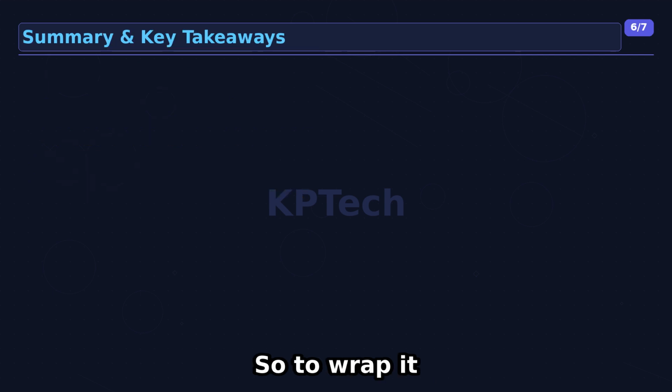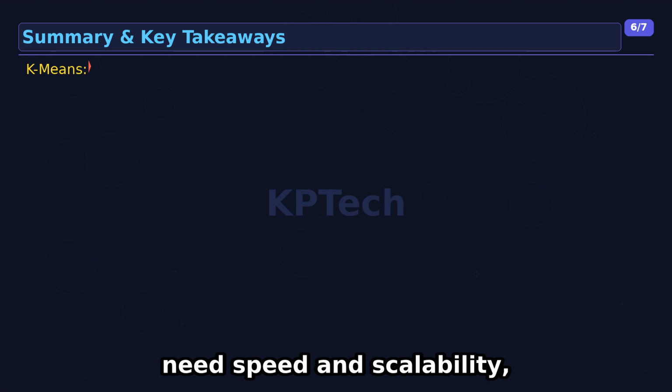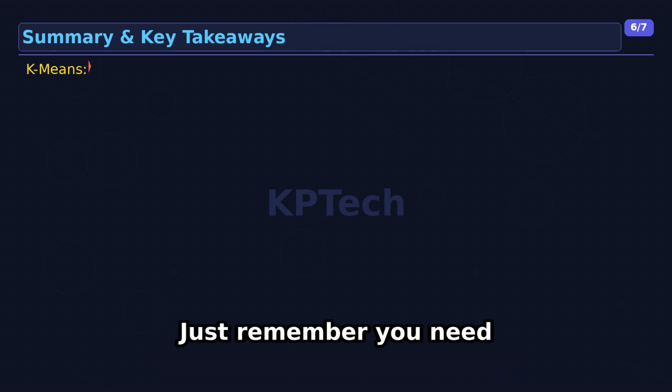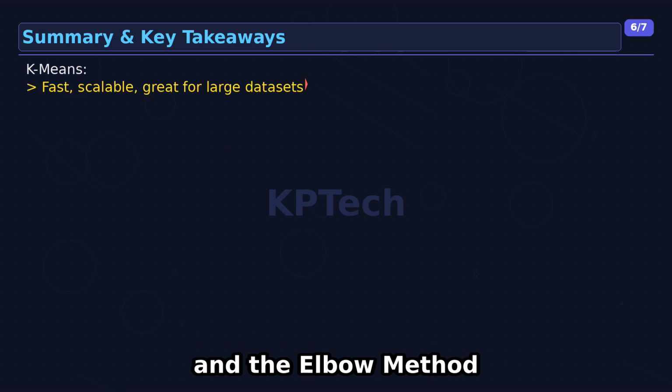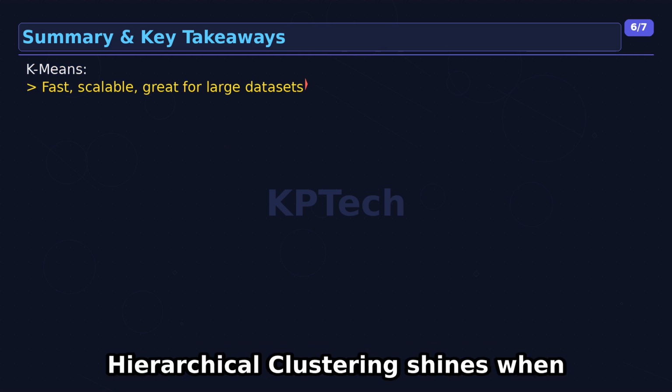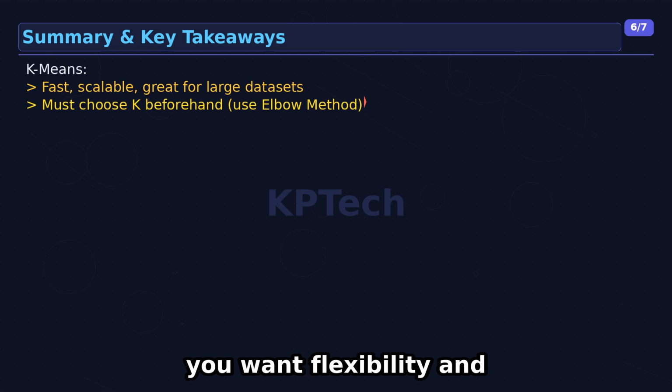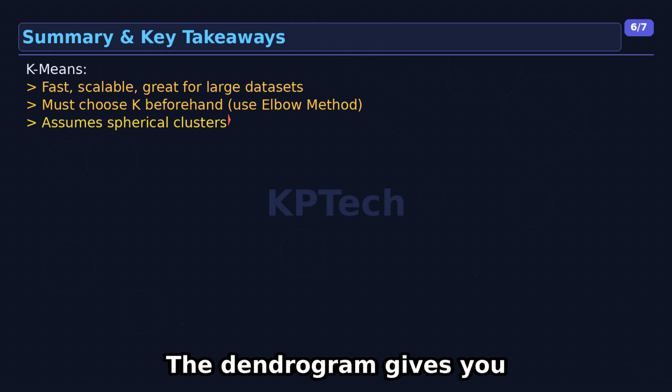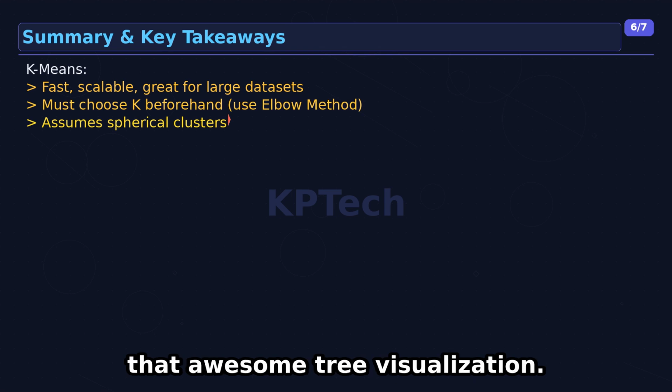So to wrap it all up, K-means is your go-to when you need speed and scalability, especially with big datasets. Just remember you need to pick K first, and the elbow method is your friend there. Hierarchical clustering shines when you want flexibility and don't know how many clusters you need up front. The dendrogram gives you that awesome tree visualization.